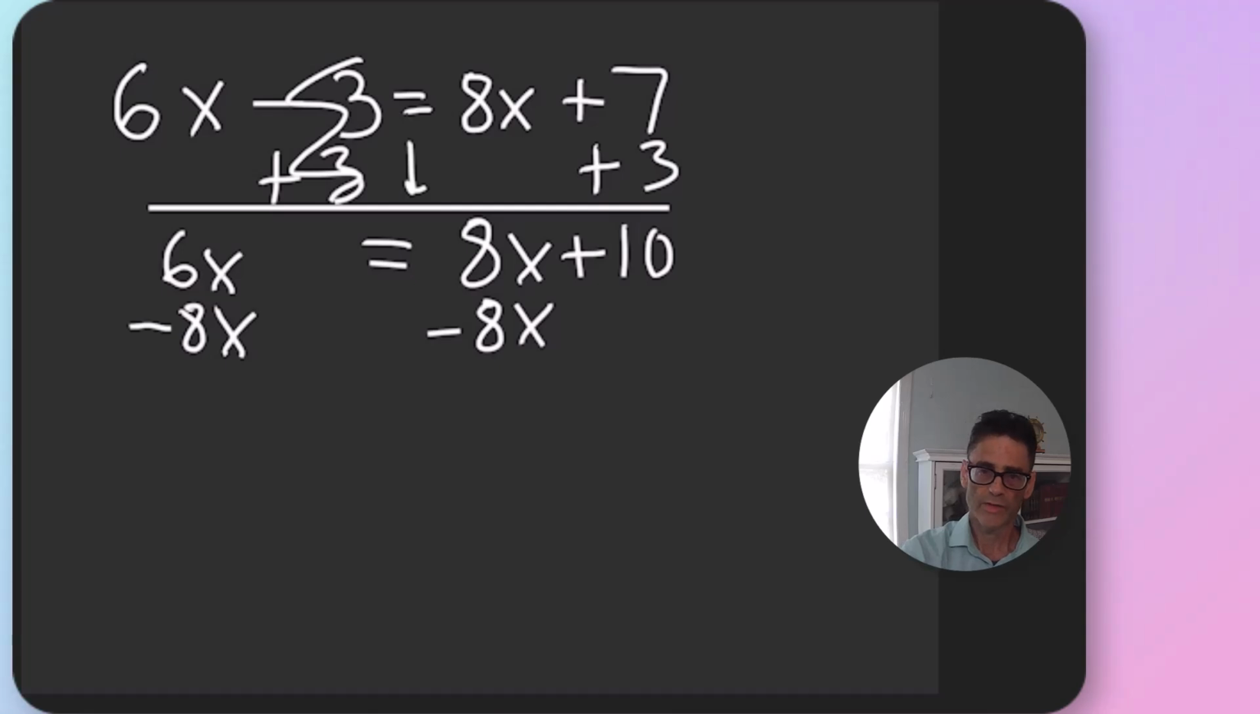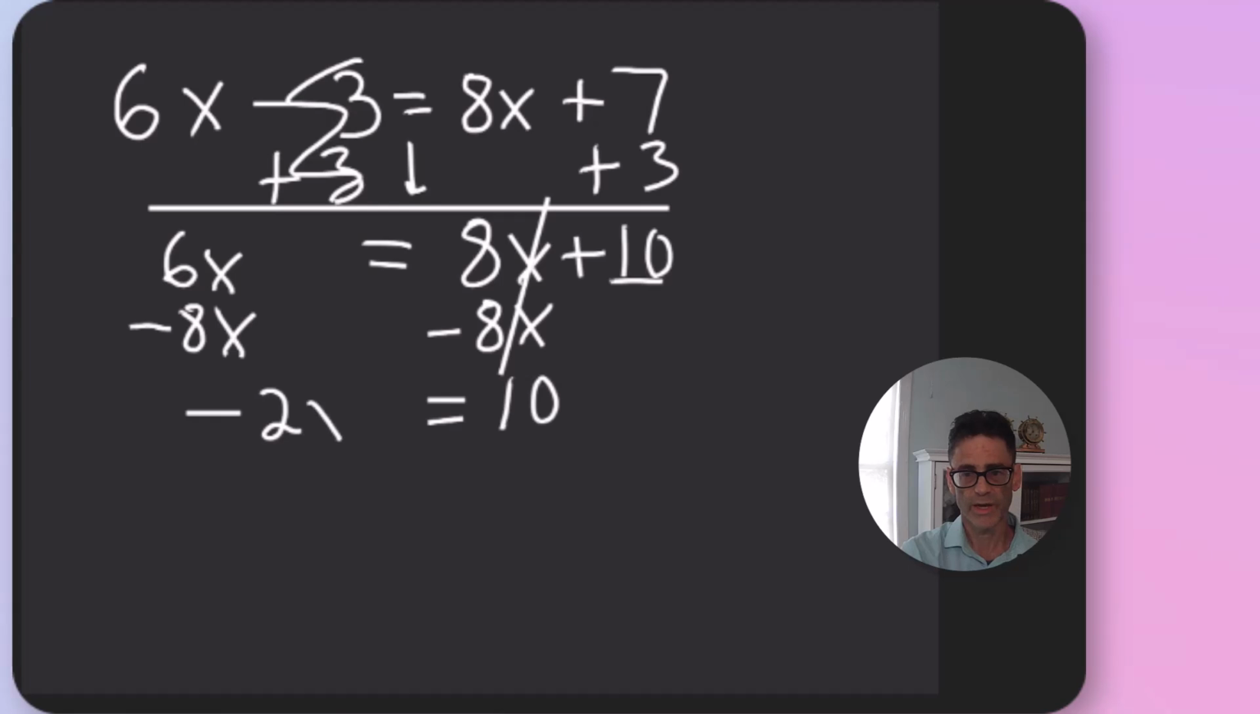But I have to do the same thing to the left side where I had a 6x. I'm going to take away that 8x. And when I compute that, see the 8x and the -8x went away, and I just have that 10 alone. I don't have to write +10, I just write 10. The 6x minus 8x, that's a -2x. So at this point I have -2 times x is equal to 10.